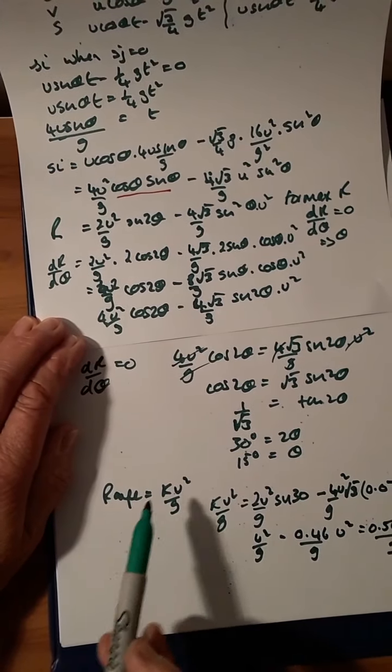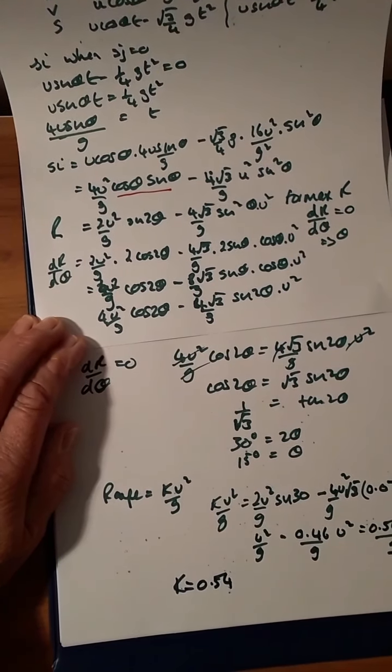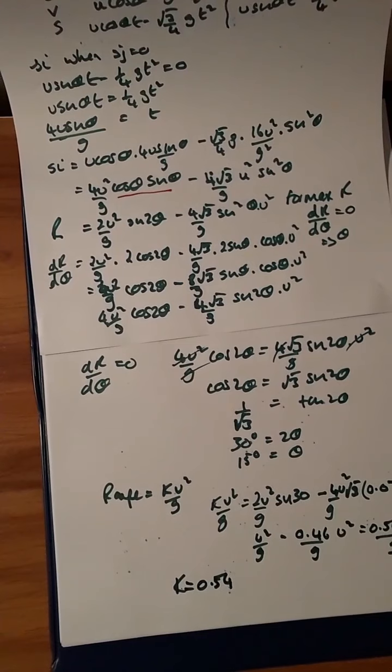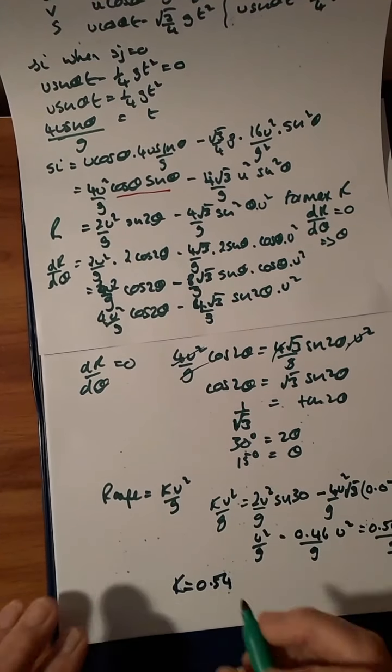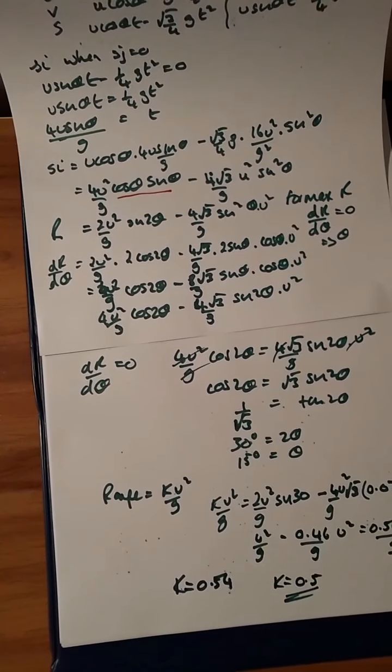And I'm told that it's equal to that. So that tells me that k is equal to 0.54. And it did say in the question, if you look carefully, it says to 1 decimal place, which means that k would be 0.5. So don't forget to do that little bit at the end.